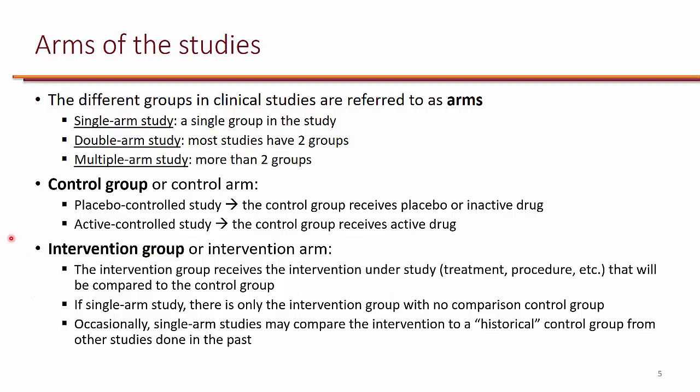Of course, if you have a single arm study, you're not going to have a control group, so you just have your intervention group. Occasionally, you can have a single arm study where you have the intervention group and a historical control group from other studies that have been done in the past. Sometimes this is done if it's difficult to get a control group, or if the standard of care is not as effective and your new drug is going to be a lot more effective than what we have on the market, so you can actually rely on that historical group.